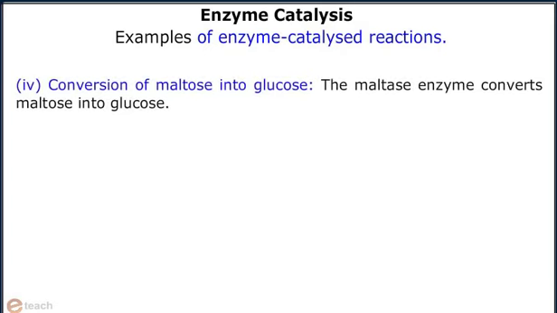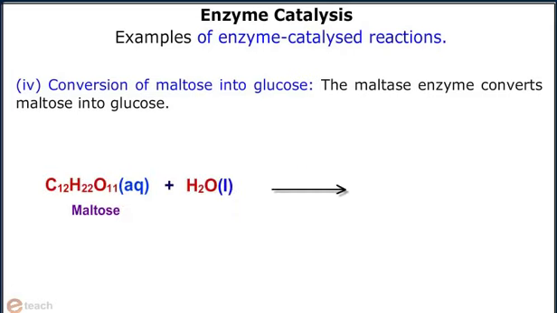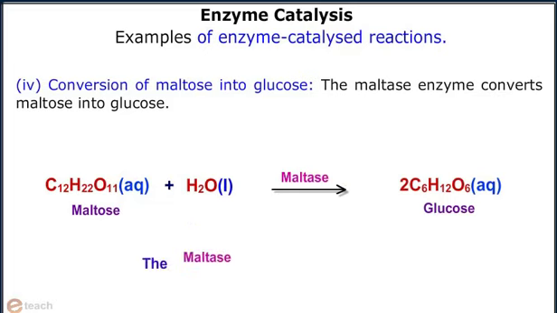The fourth reaction is conversion of maltose into glucose. The maltase enzyme converts maltose into glucose. The reaction taking place is C12H22O11 plus H2O, in presence of maltase as catalyst, gives 2C6H12O6, that is glucose. The maltase enzyme acts as a catalyst in this reaction.